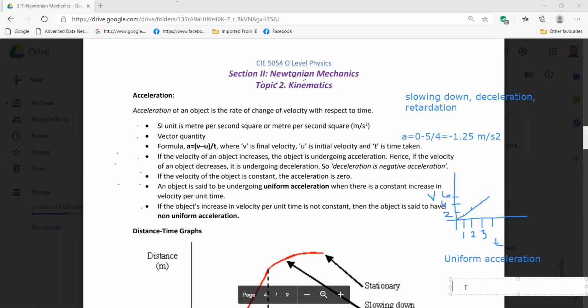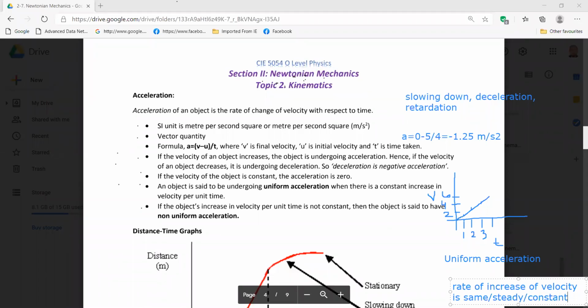So uniform acceleration means the rate of increase of velocity is constant. We are making it simpler: same. We can say same, we can say steady, we can say constant.